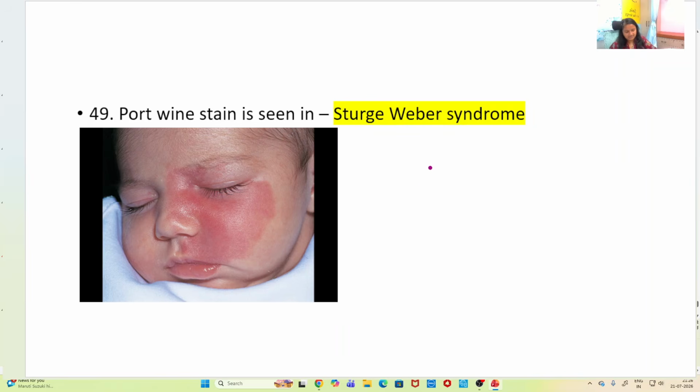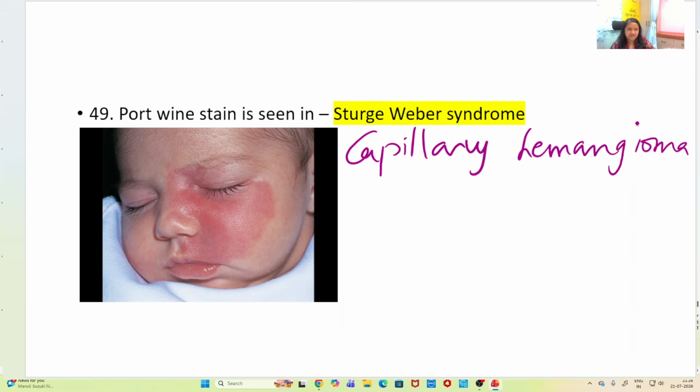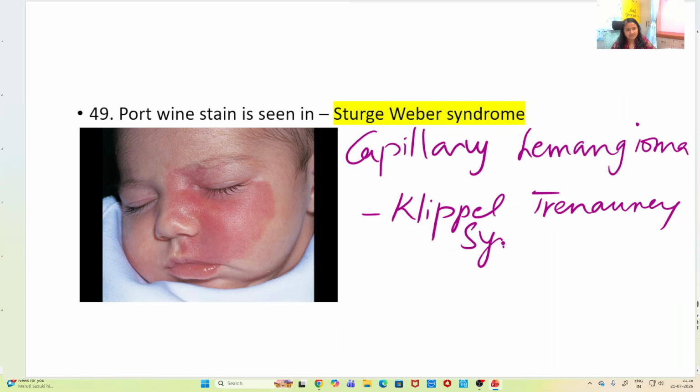Port wine stain is seen in Sturge-Weber syndrome. It is basically a capillary hemangioma. Okay, this can occur sporadically also. Usually Sturge-Weber syndrome is associated with a port wine stain on the face, but other syndromes like Klippel-Trenaunay syndrome can occur with the same port wine stain on limbs. So this is associated with Sturge-Weber as well as Klippel-Trenaunay syndrome.